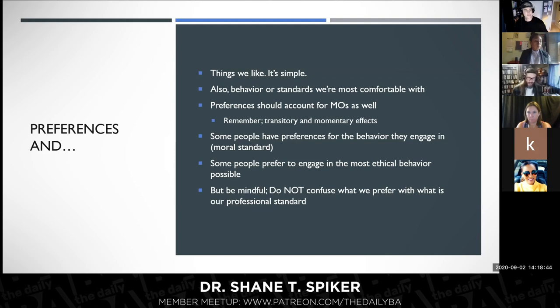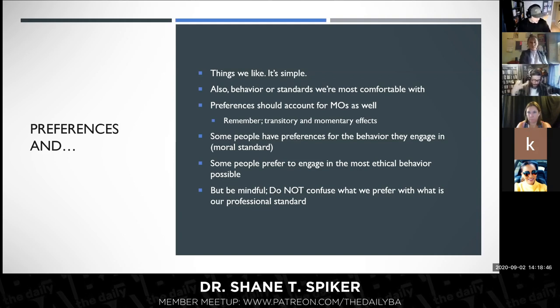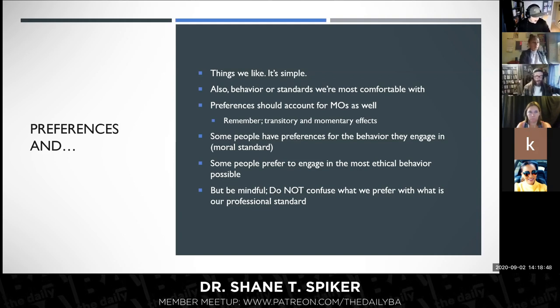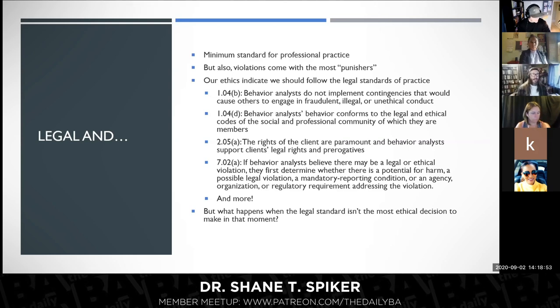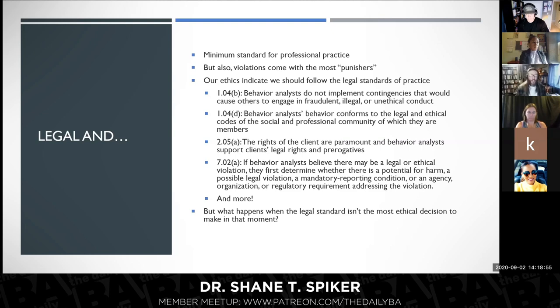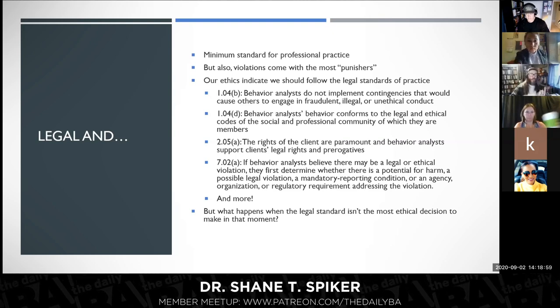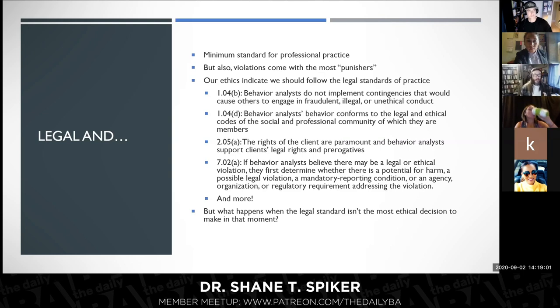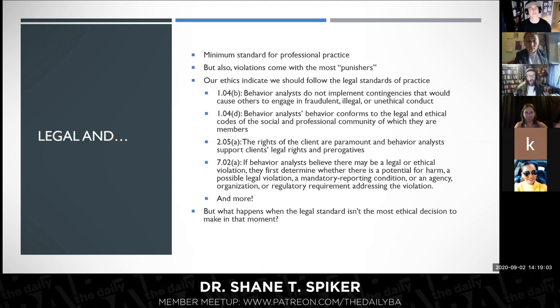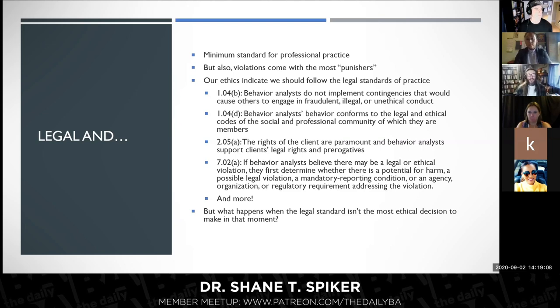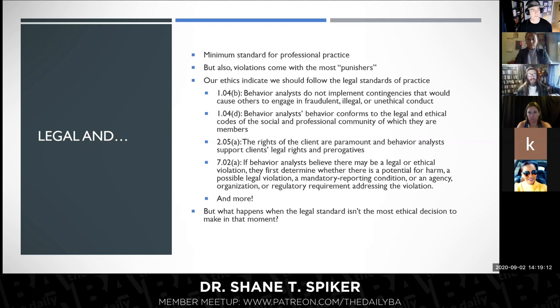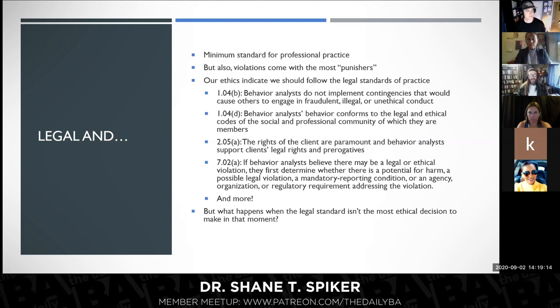So as we start thinking about this, now we've got our ethics, our morals, and the things that we like, our preferences, and then we've got this legal issue, right? Which is our minimum standard. But the problem with legal standards is that they come with a huge amount of punishers, right? If you violate it, you get reported, you lose your certification, you can get charged with something. And there are a lot of codes related to legal issues. Don't implement contingencies that are fraudulent, illegal, or unethical. You have to conform to legal ethics and codes, right? So you have all these things.